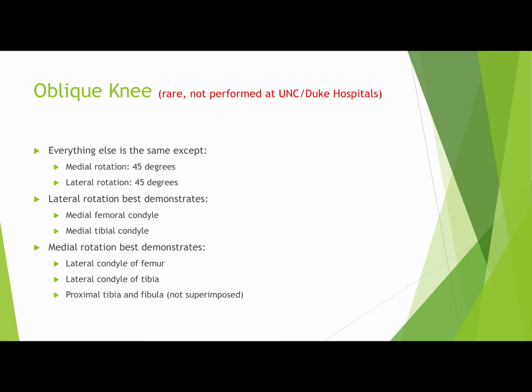These are the steps involved in an oblique knee projection. However, because these projections are very rare and are not even used at UNC facilities, I will not go into too much detail, but pretty much everything else is the same except you perform a medial rotation and a lateral rotation, both at 45 degrees. The lateral rotation best demonstrates the medial femoral condyle and the medial tibial condyle, and the medial rotation best demonstrates the lateral condyle of the femur and the lateral condyle of the tibia. The proximal tibia and fibula are not superimposed in the medial rotation.